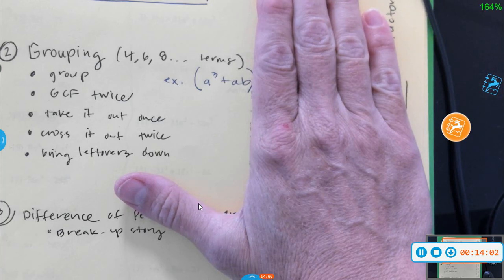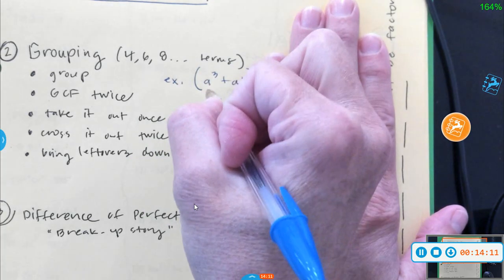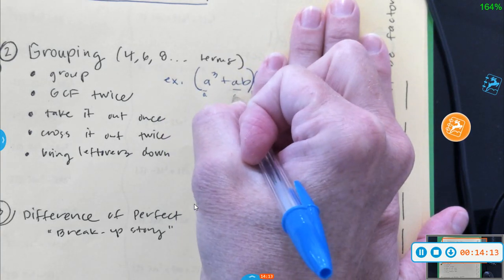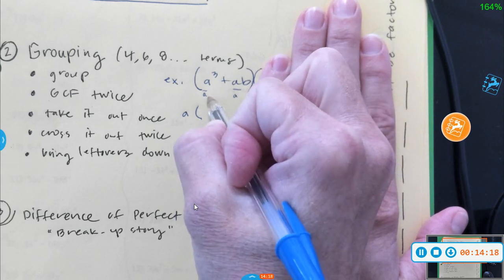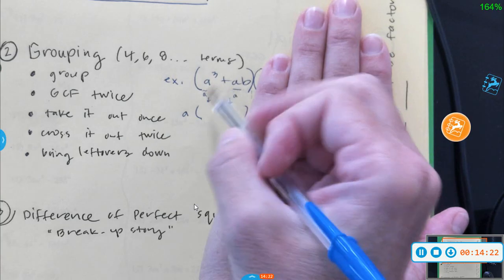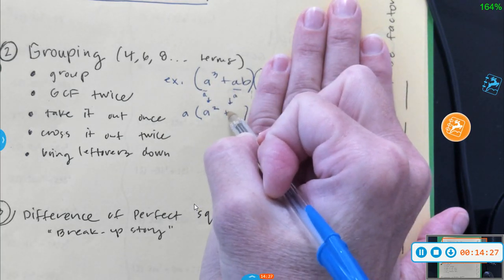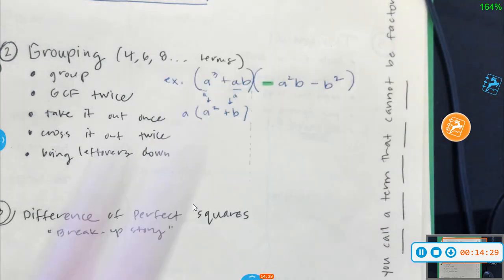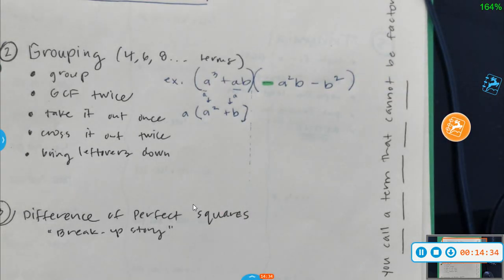What is the GCF of a cubed and ab? A. That is correct. So we're going to take it out. Take out your a. Take out your a. We're going to put it out, so put it out there. And then we're going to bring our leftovers down. So a cubed divided by a leaves me with a squared. And ab divided by a just leaves me with b. So I did GCF on the first set of parentheses.